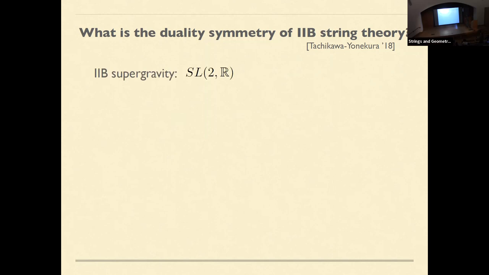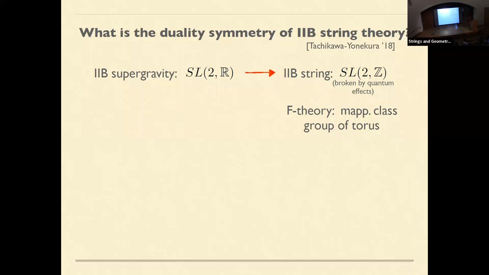So the story of duality of type 2B starts when you observe that type 2B supergravity has an SL(2,R) global symmetry. The Lagrangian has an SL(2,R) symmetry, that you know is there on the nose. And when you go to type 2B string theory, you typically say it's broken to SL(2,Z) by quantum effects, the Dirac quantization condition of branes and stuff. This SL(2,Z) actually has a very nice interpretation, the useful story goes, as the mapping class group of the F-theory torus. And if you do M/F duality, this is just the group of diffeomorphisms of the physical M-theory torus.